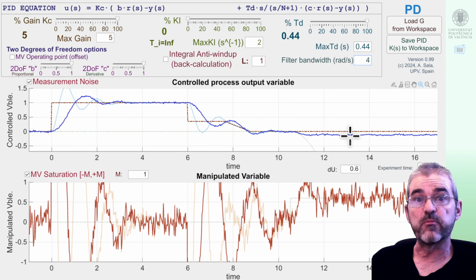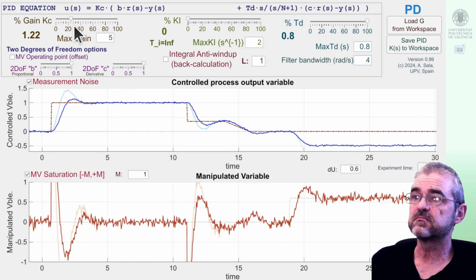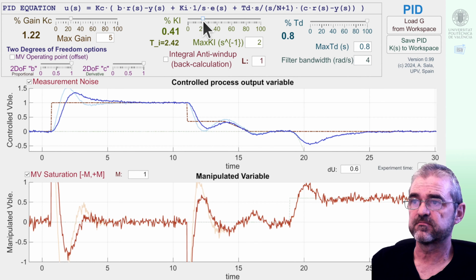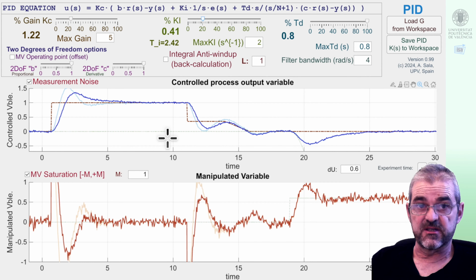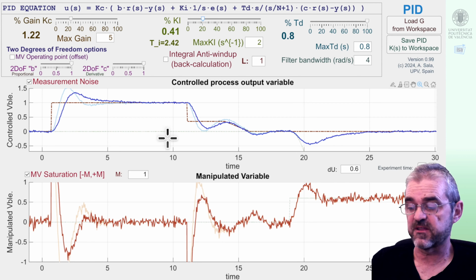So maybe a more practical solution would have been lower gain, more filtering, and solving this error here by integral action. But the design with integral action will be left for brevity for the next video.